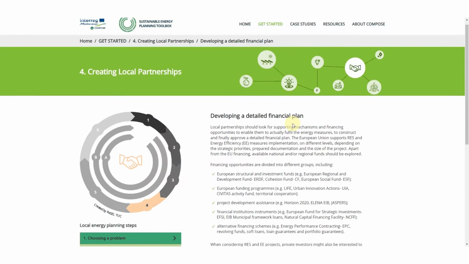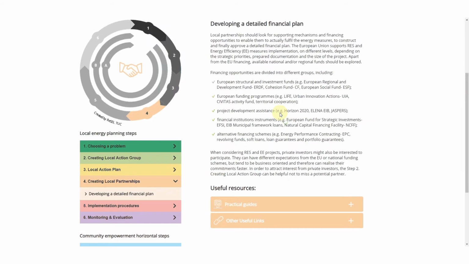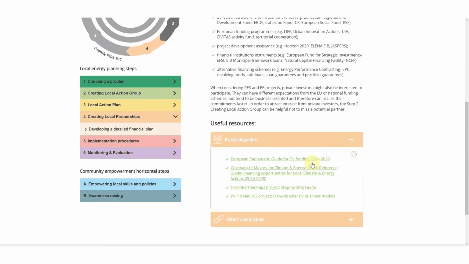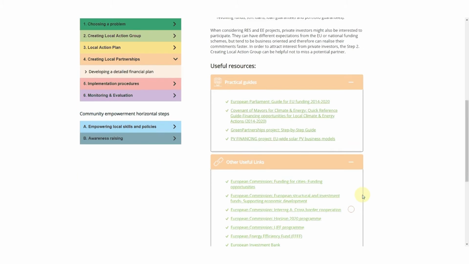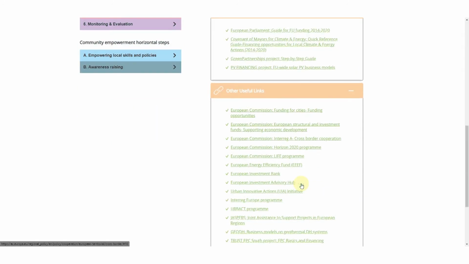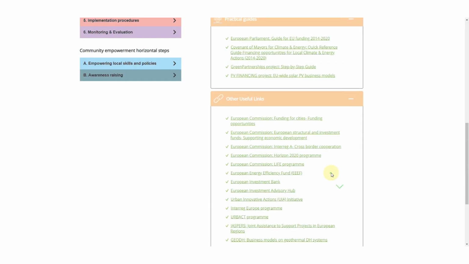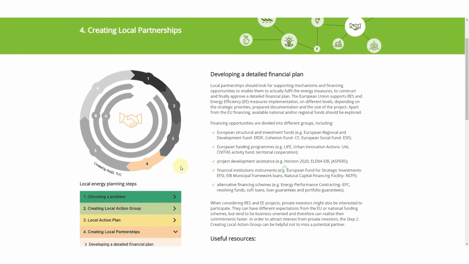Building local partnerships begins by clearly assigning specific roles and tasks, studying similar initiatives, best practices, and opportunities, and developing a detailed and realistic financial plan. This step includes consideration of the financing opportunities from EU and national subsidies, EU project assistance, and alternative financing schemes, loans, grants, etc.